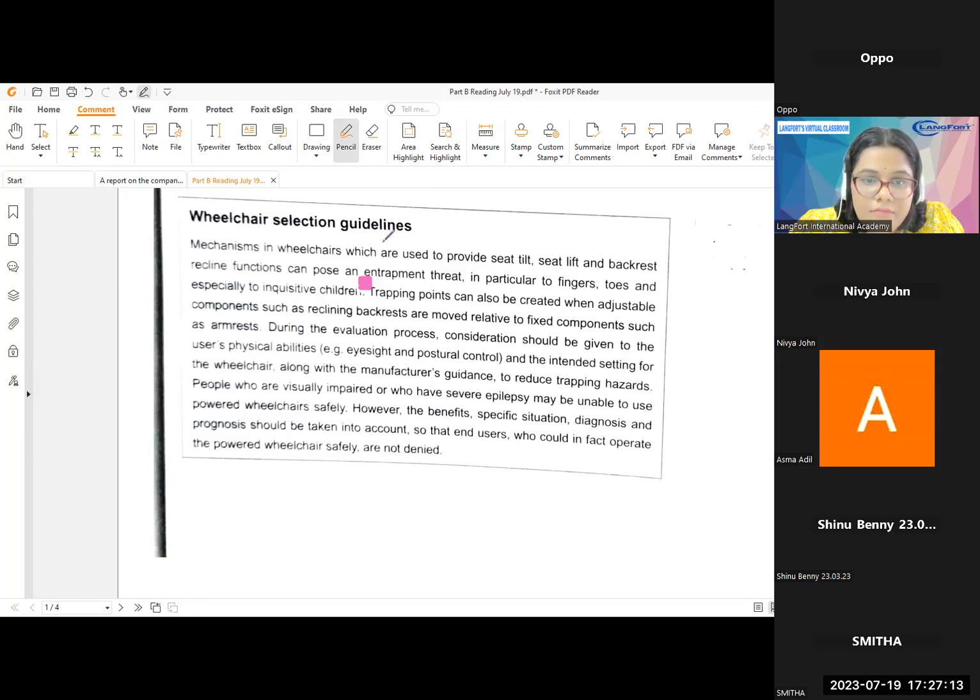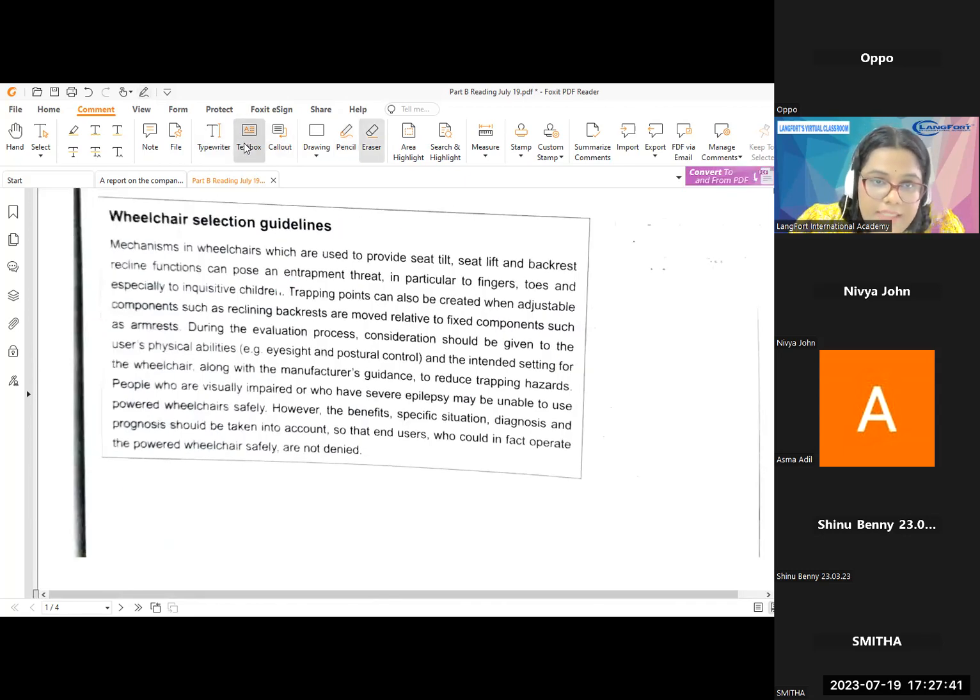Mechanisms in wheelchairs which are used to provide seat tilt, seat lift, and backrest recline functions can pose an entrapment threat, in particular to fingers, toes, and especially to inquisitive children. Okay, let's have a look at the sentence. So the extract is about wheelchair selection guidelines. Okay, selecting wheelchair. That's what the extract is all about.